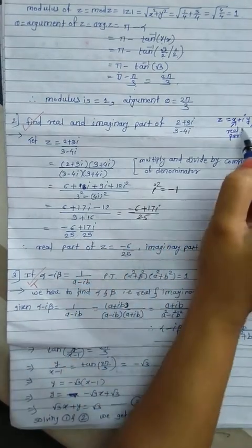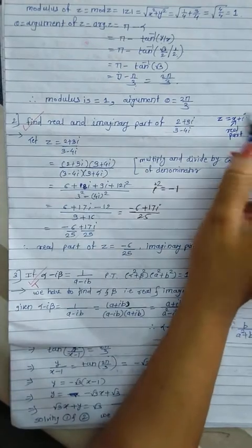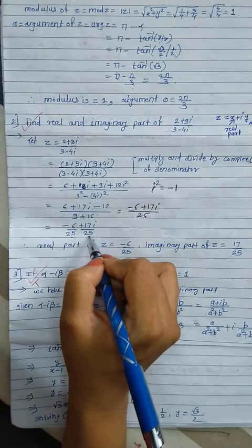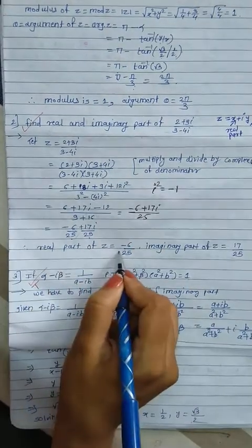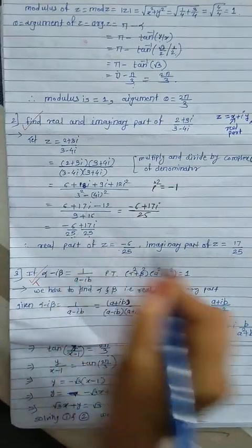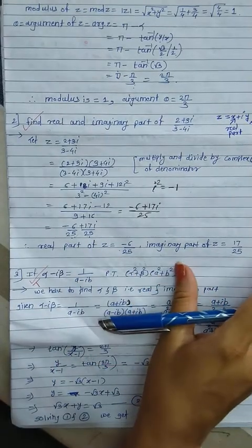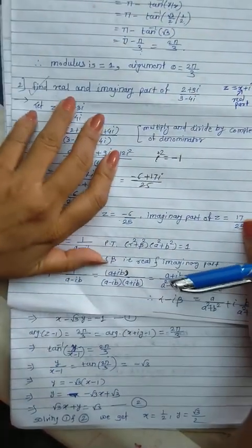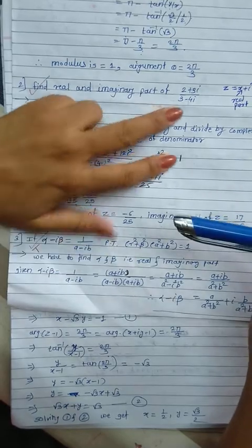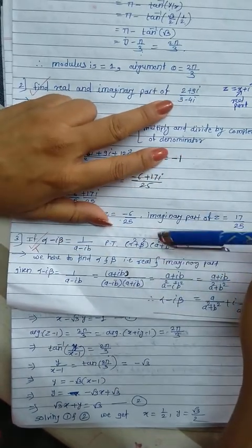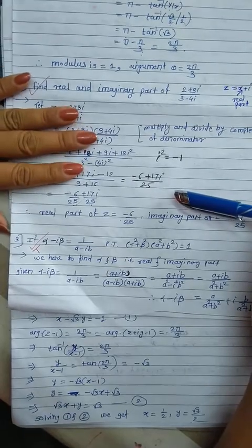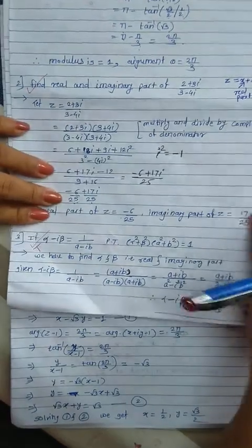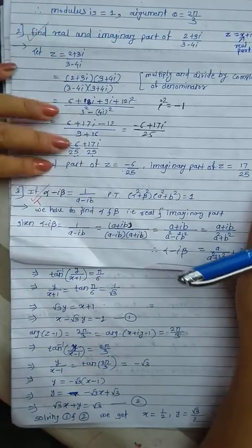Okay, now this is a simple complex number, where x is nothing but minus 6 upon 25, which is the real part of z, and y is the i coefficient, 17 upon 25, which is the imaginary part of z. Wherever a question arises where we have to find the real and imaginary part of such complex numbers where the denominator form is there, follow the same procedure. Just multiply and divide by the complex conjugate of the denominator factor, and simplify as per the mathematical rules.